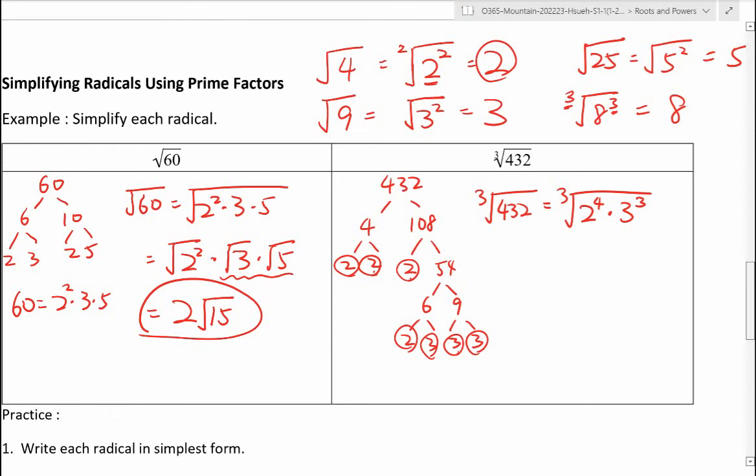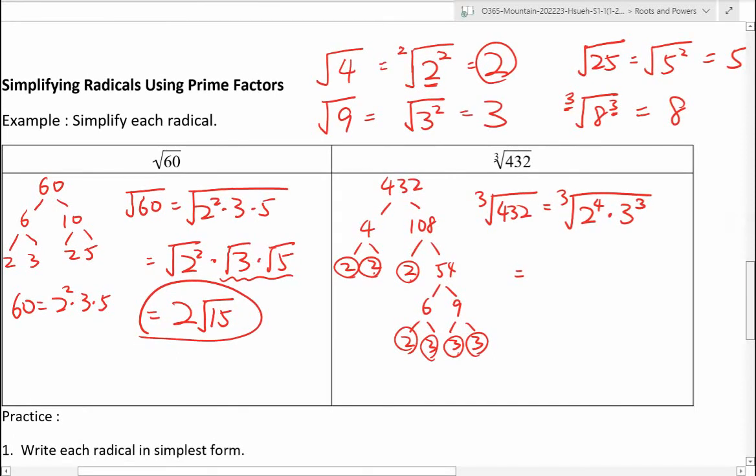Now, how are we going to split this? Well, this tells me that we have 4 2's. We need to use all 4 of them, but when we split, we don't need to take out all 4 of them at the same time. We can simply take out 3 of them.